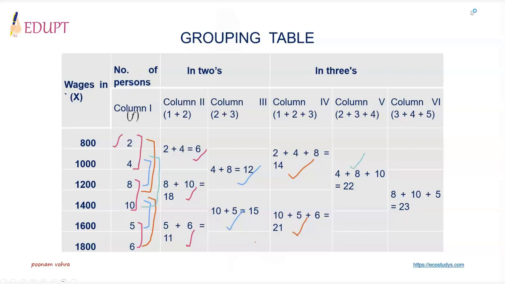That is 22. And the last column also has a group of 3, leaving out first and second, which will be 8, 10 and 5. That is 23. So that's how a grouping table is made.